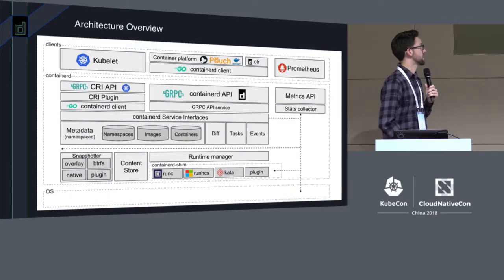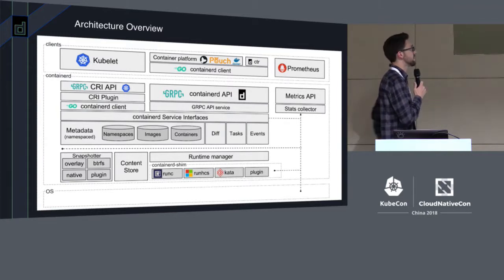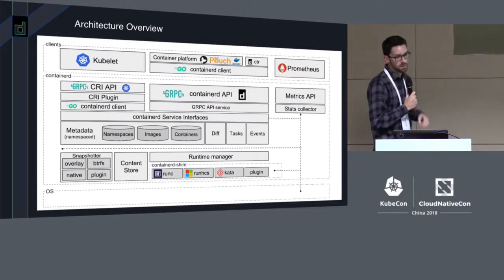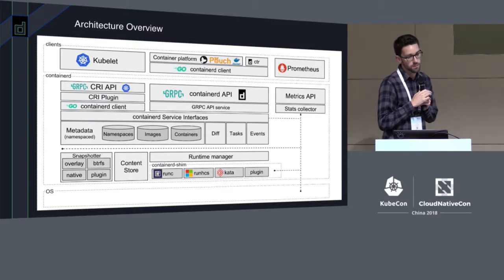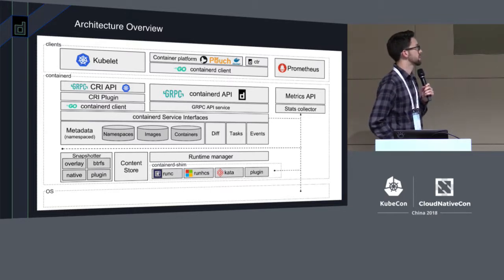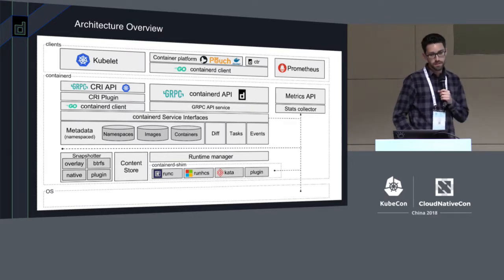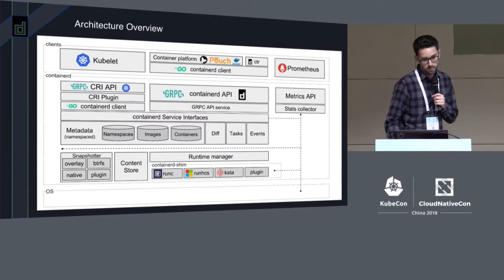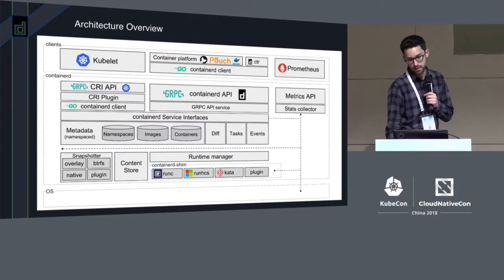So the overall architecture of Containerd ends up looking like this, where in the middle we have the Containerd daemon, which has all of those different components. At the top are the different container platforms that use Containerd, as well as the tooling that you may use on top of your container runtime. And at the very bottom we have the operating system, which is actually providing the container process and process isolation.